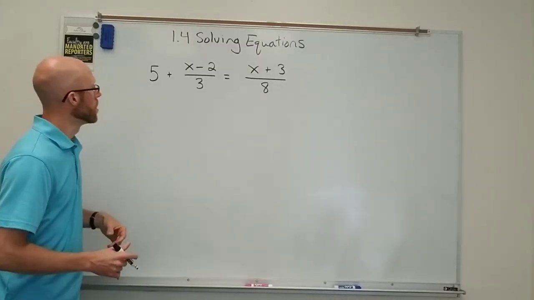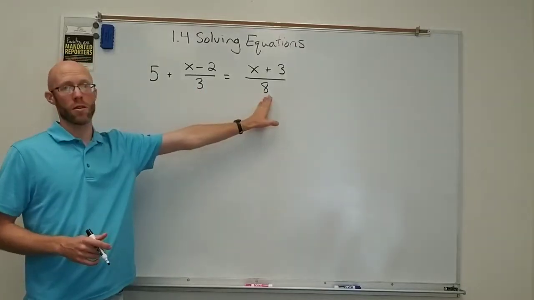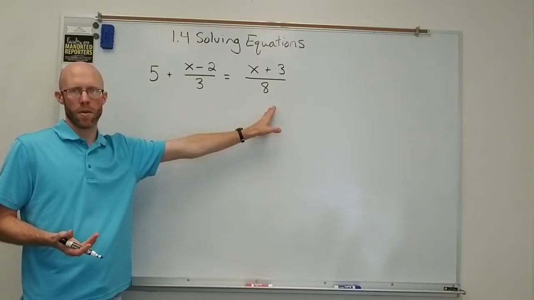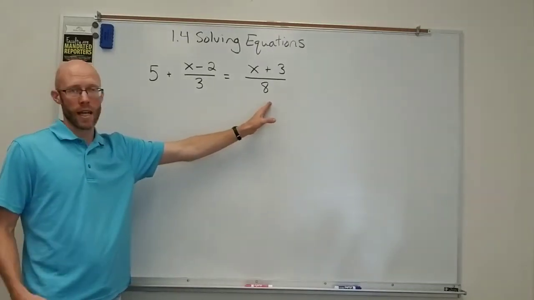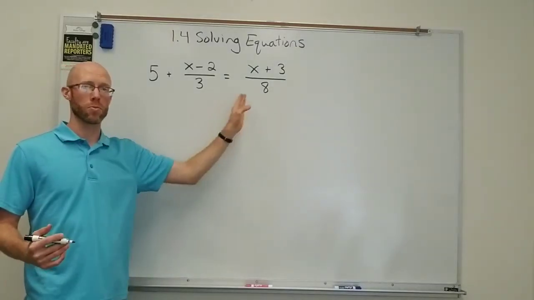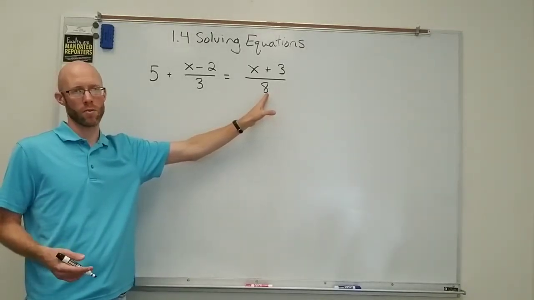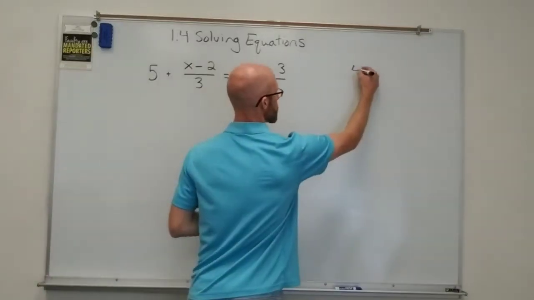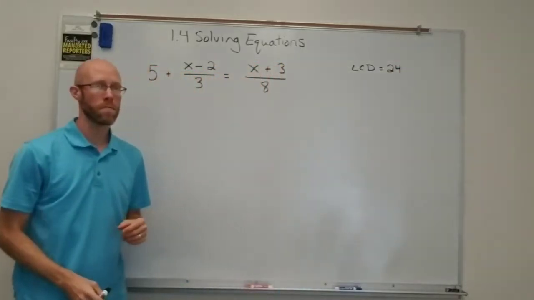What I'm going to do is look at the denominators here, the 3 and the 8, and think, what is a common denominator? What is the least common denominator? The answer is 24. 24 is the smallest number that is a multiple of both 3 and 8. In this case it happens to be their product, but it isn't always the case. So here the LCD, I'll write off to the side, the least common denominator is 24.